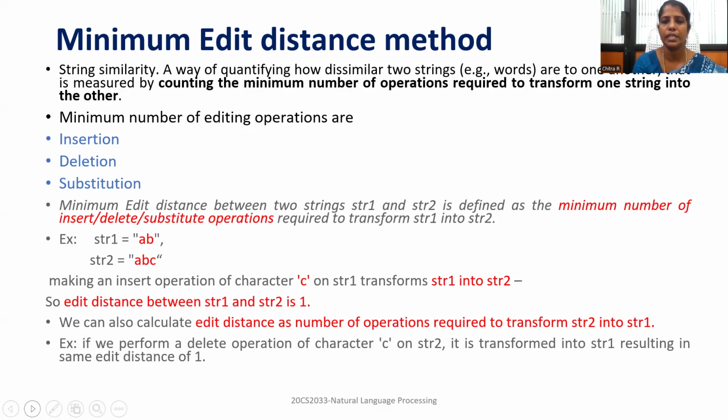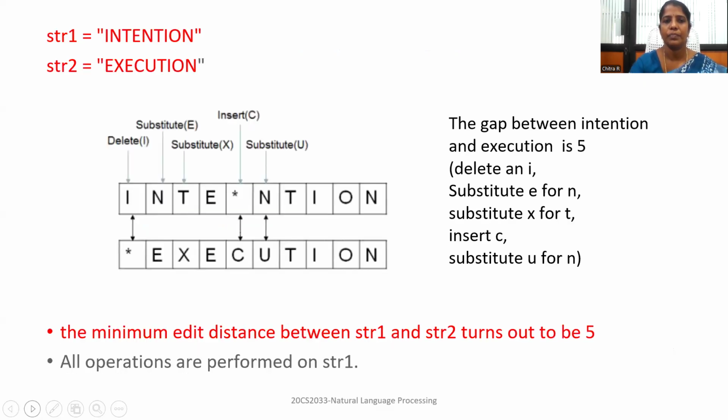For example, consider the string AB. You are going to convert the string AB into ABC. In this one, the first two symbols are the same, AB and AB. For the string 2, we need one insertion. That is, here we are inserting the symbol C. So the minimum edit distance between AB and ABC is 1. We are performing only one operation, that is the insertion. Based on this technique, we will calculate the minimum distance between strings. This is basically used for spell checking in NLP.